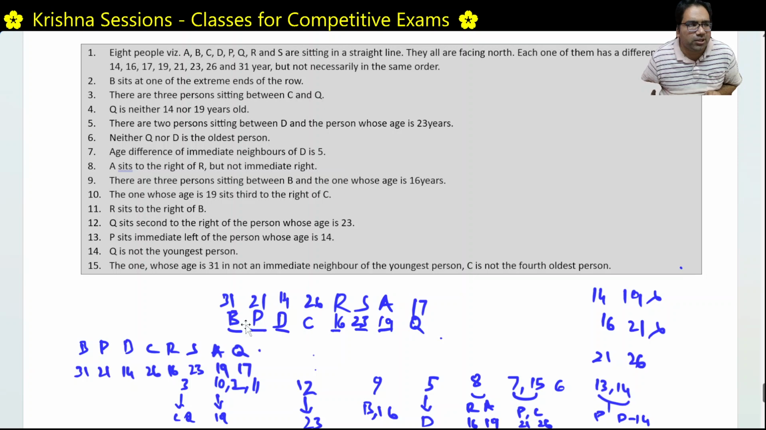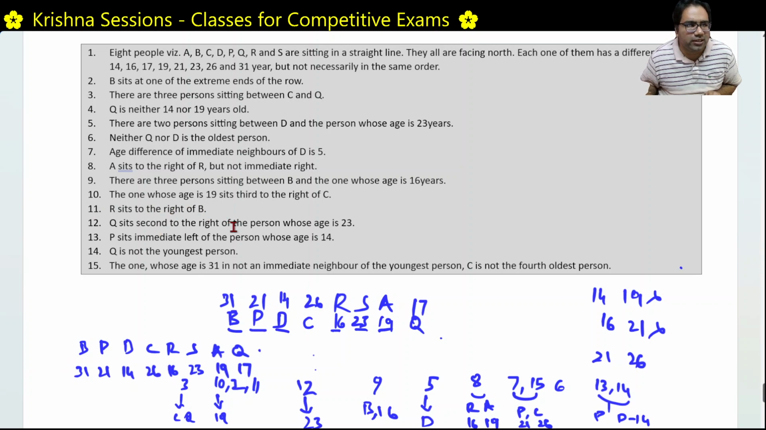A sits to the right of R but not immediate right. There are three persons sitting between B and the one whose age is 16. B and 1, 2, 3, 16. Right? B and 16, there are three persons. The one whose age is 19 sits third to the right of C. 1, 2, 3, A is 19, he is sitting third to the right of C. R sits to the right of B only.